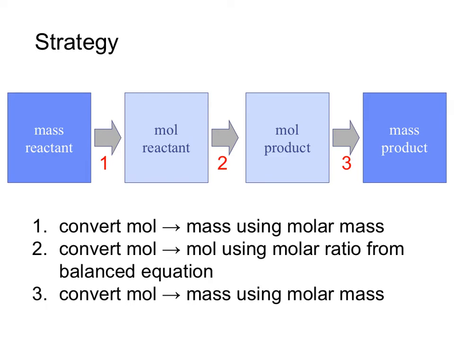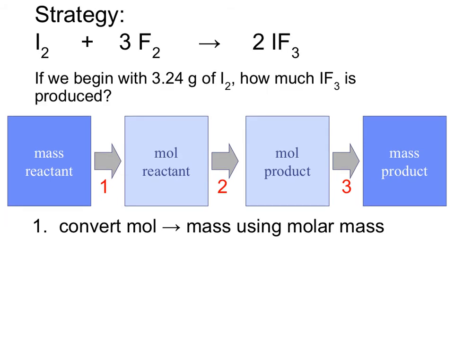And so again, what we'll quite often have to do is our first step will be converting from our mass of whatever we're given over to moles of that thing. We will then use our molar ratio in step 2 to convert over to moles of whatever it is that we're looking for. We can then use the molar mass of that to then find the mass of that thing. So let's take a look at a specific example.